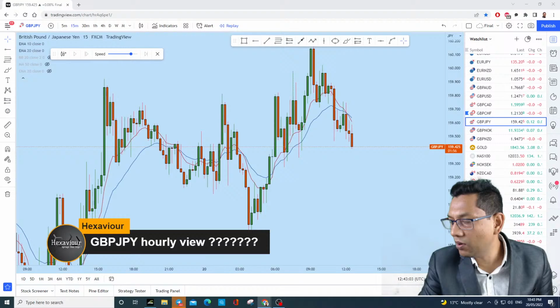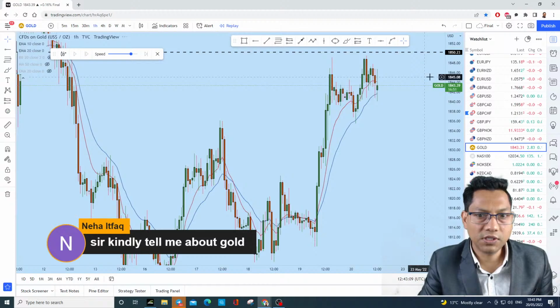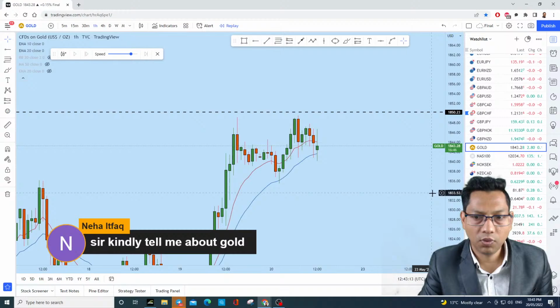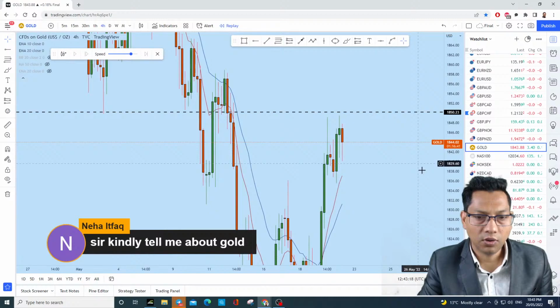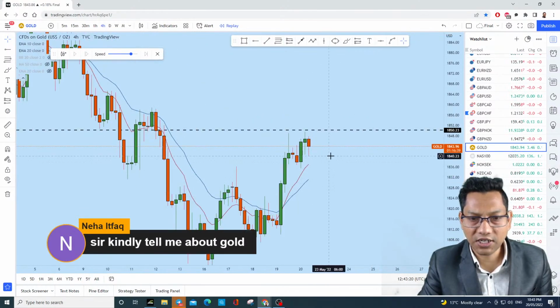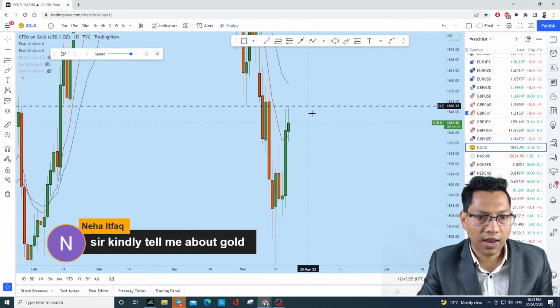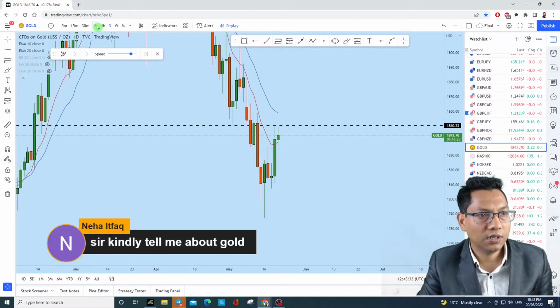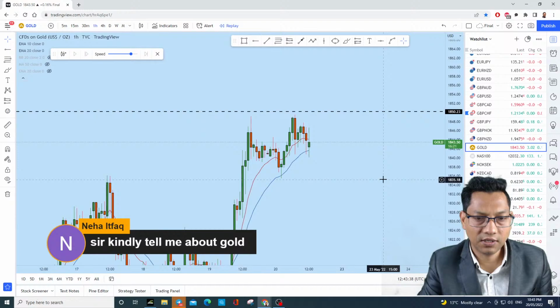Sir, kindly tell me about gold. Okay, so let's see gold. Let me see the hourly. Looks like gold might drop, okay. Let me see 4 hour. I think that the way price action is created, we might see a drop on gold, might be because the bulls are not getting enough strength, okay. Let's see if this hourly candle closes like that.